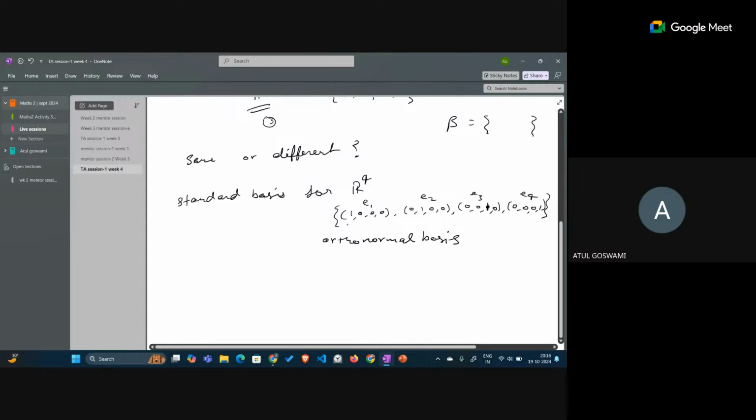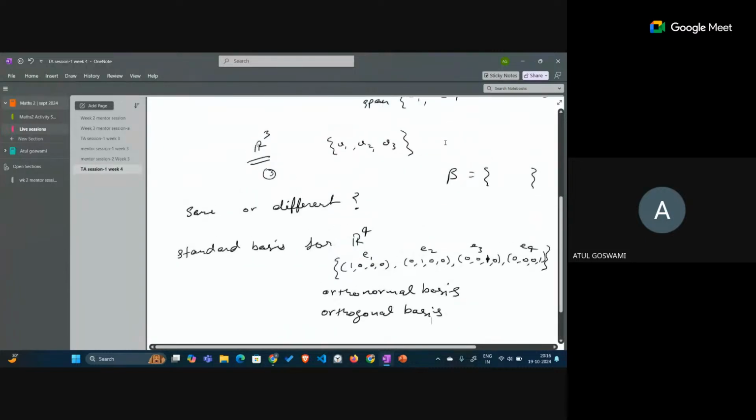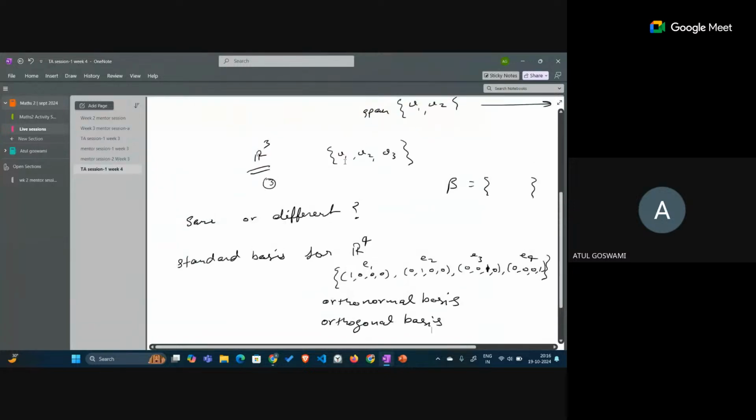And how can we reduce any basis to an orthonormal basis, or an orthogonal basis only? Independent is a different thing. Suppose v1 and v2 are independent, but it is not necessary that they are perpendicular. Am I clear?